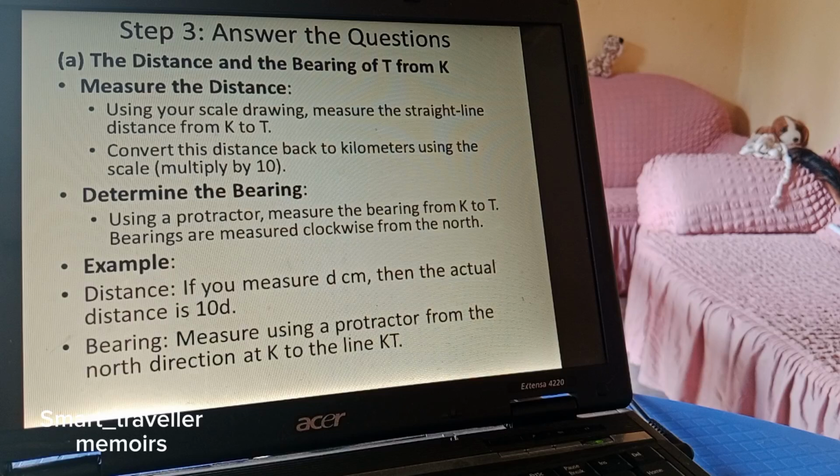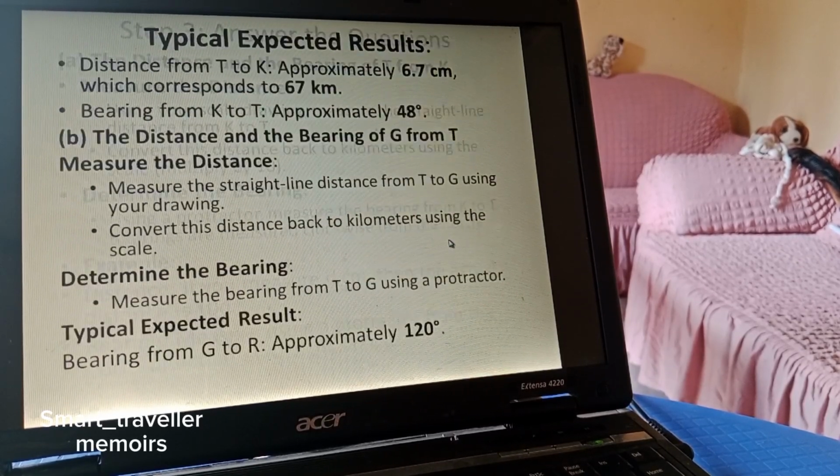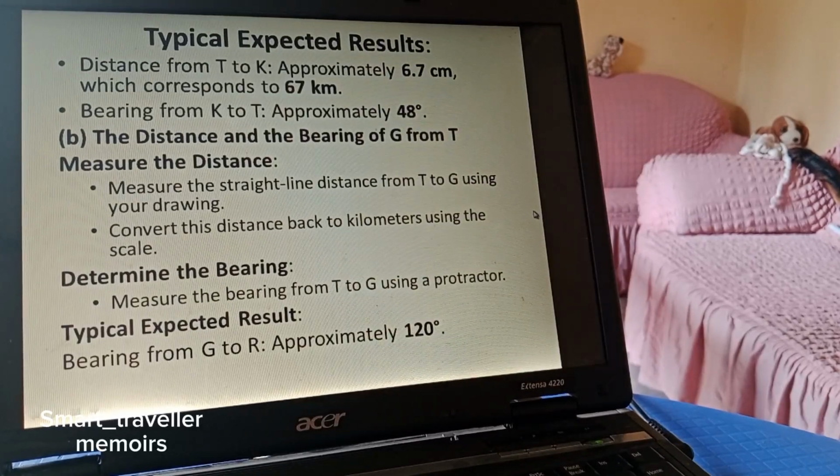Example, distance. If you measure D centimeters, then the actual distance is 10D. Bearing. Measure using a protractor from the north direction at K to the line KT. Distance from K to T, approximately 6.7 centimeters, which corresponds to 67 kilometers. Bearing from K to T, approximately 48 degrees.